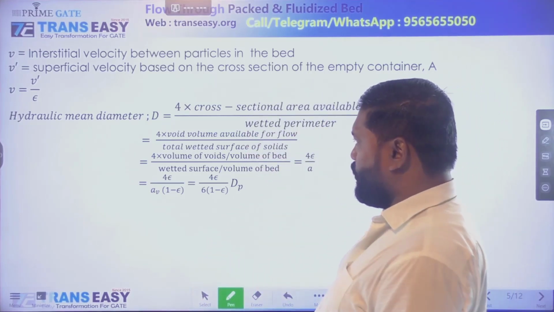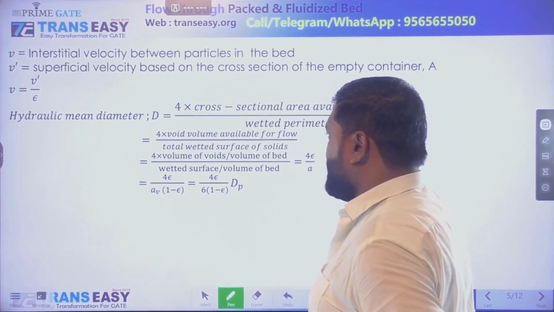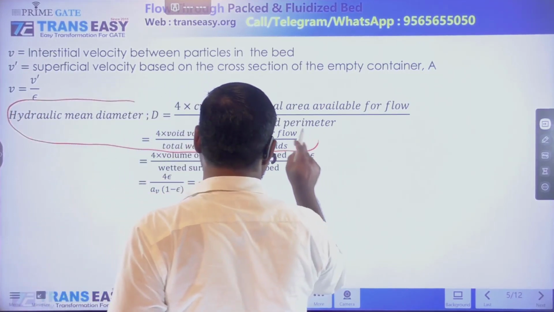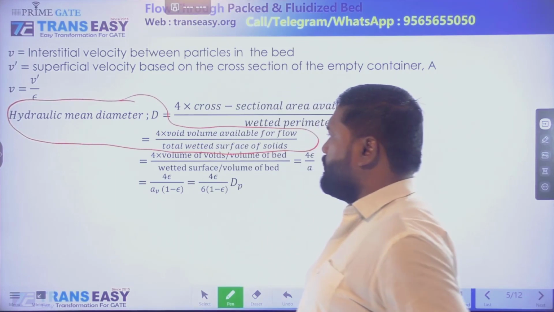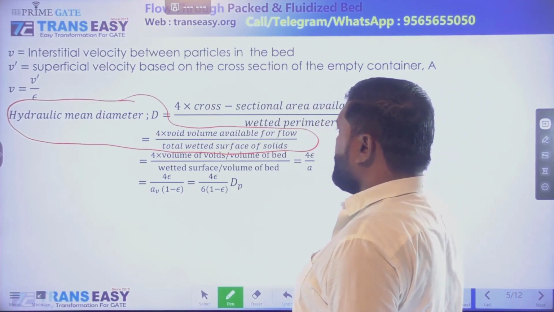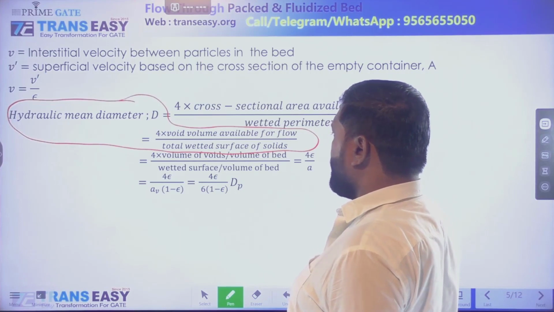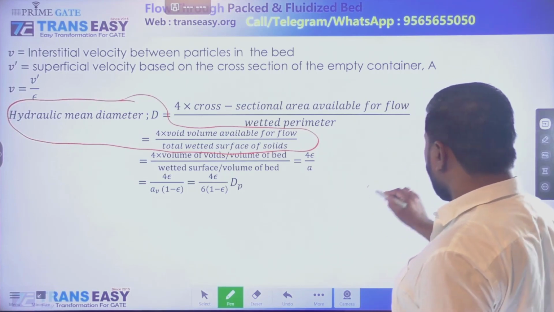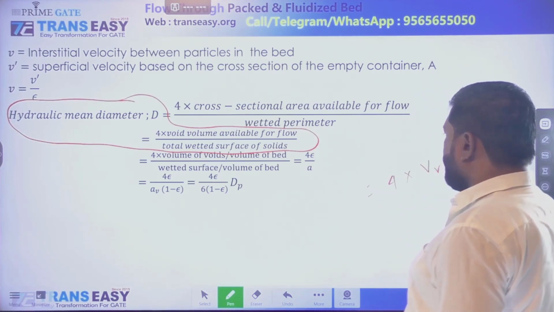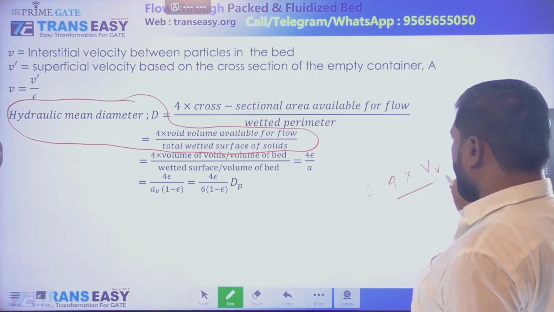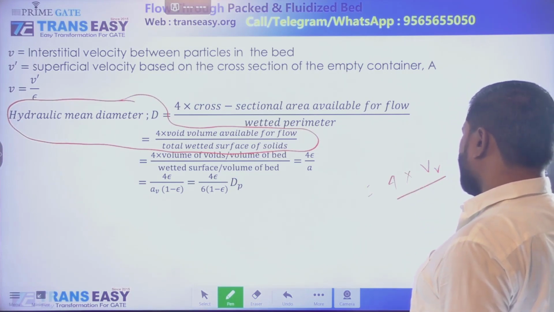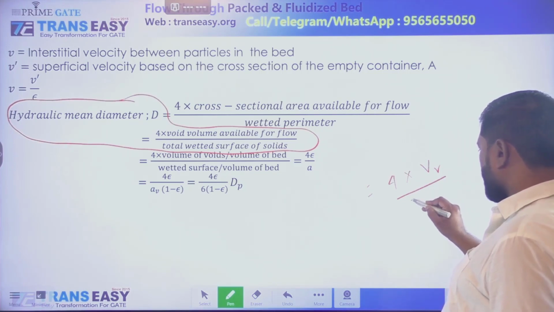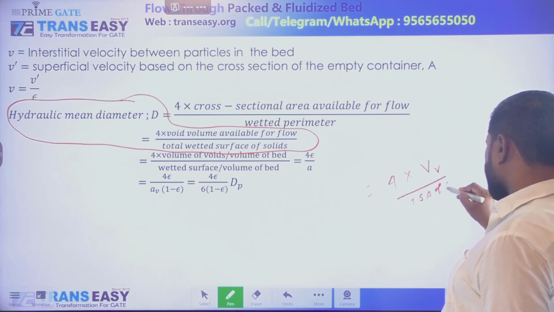Now we define hydraulic mean diameter D. This is a definition related to fluidized bed: 4 times the volume of void available for flow upon the total surface area of the solid. Right? Total surface area of solid.